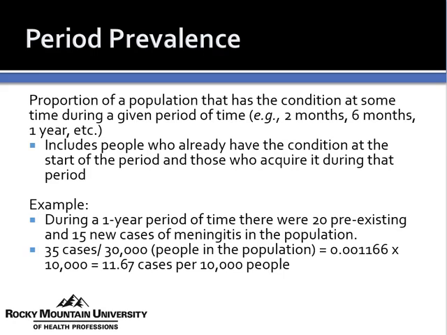So for example, during a 1-year period of time, there were 20 pre-existing and 15 new cases of meningitis in a population. So there were 35 cases out of 30,000 people in that population. We can do the math. We can then see that there was that particular proportion. We multiply that by 10,000, and it then gives us an answer of 11.67 cases per 10,000 people.